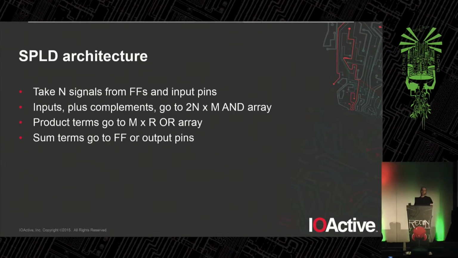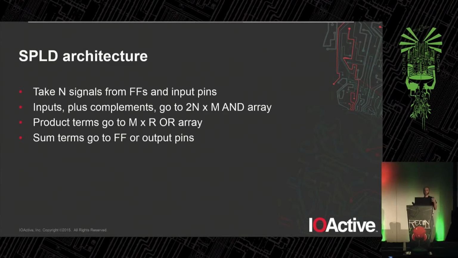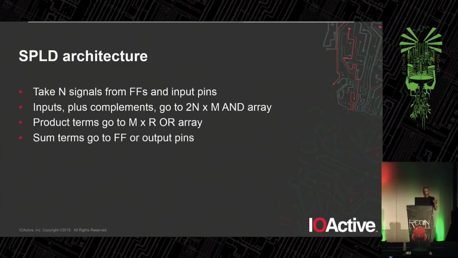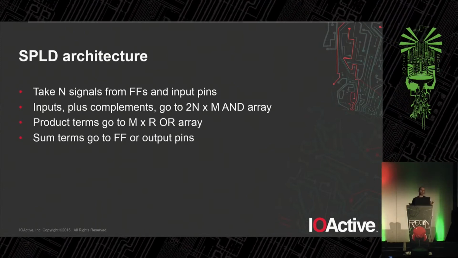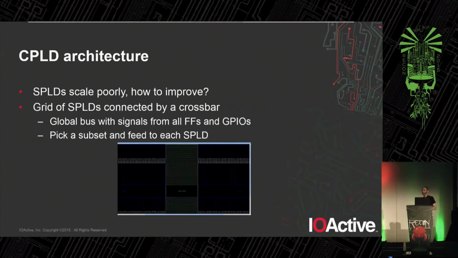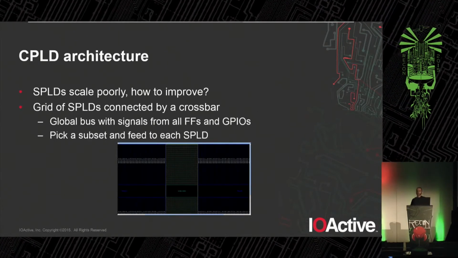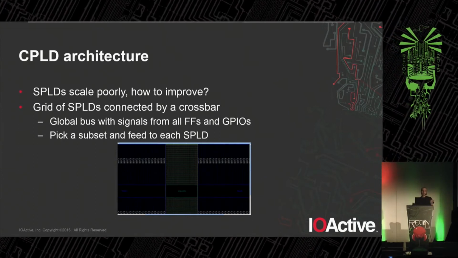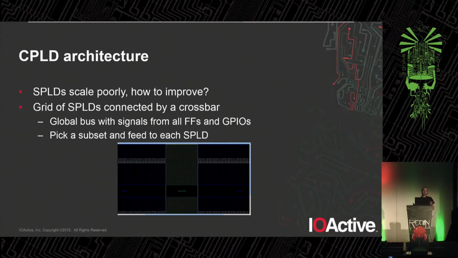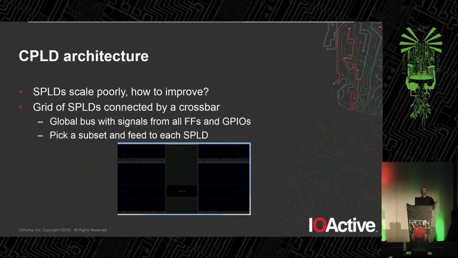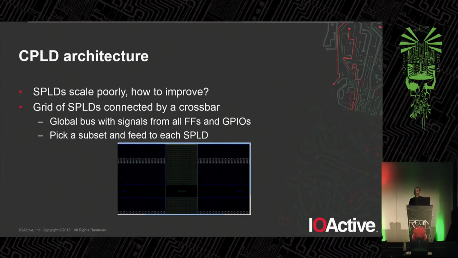Then we feed those either into an output pin or into a flip-flop if we want to do state machines or something like that. So this is really all it takes to build a simple programmable logic device, or SPLD. The problem is SPLDs scale poorly. You end up having quadratic scaling with the number of inputs. Nobody wants a die whose size scales quadratically with the amount of work it can do. That's terrible. So how can we improve this?